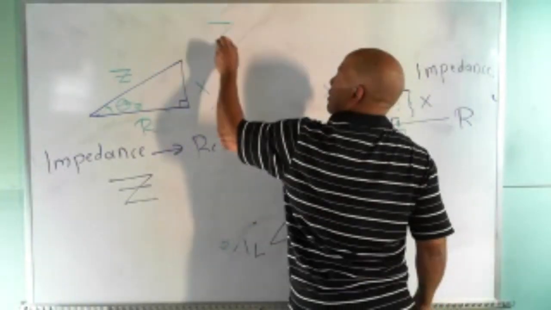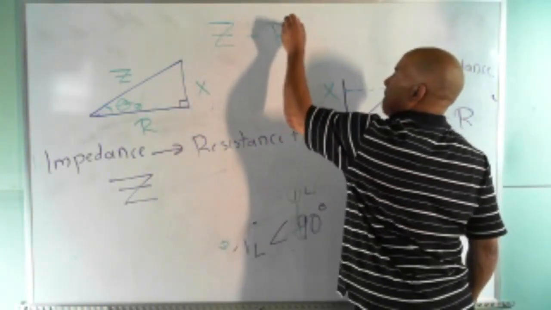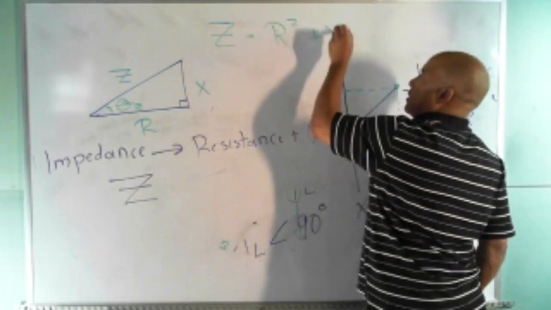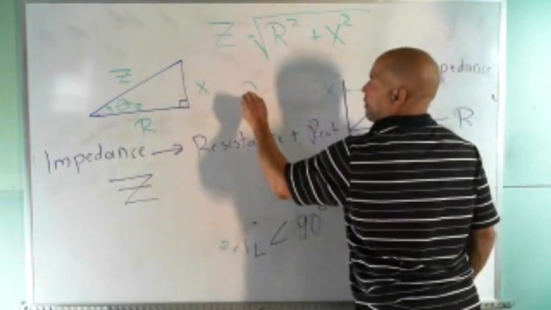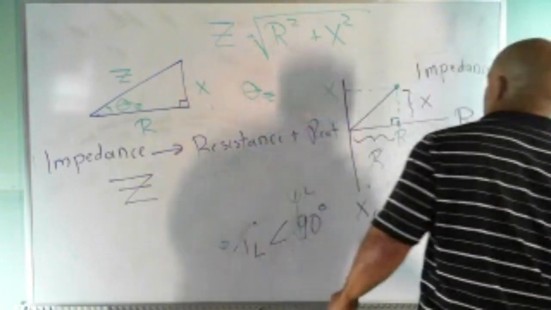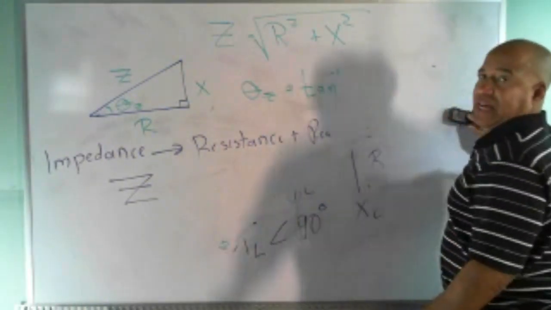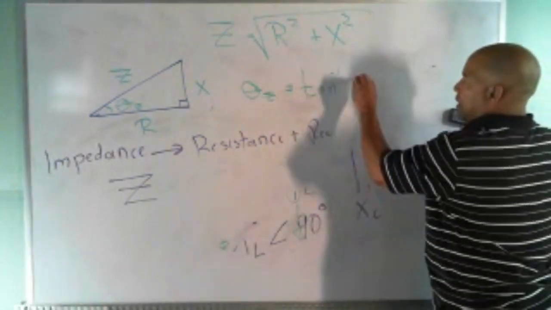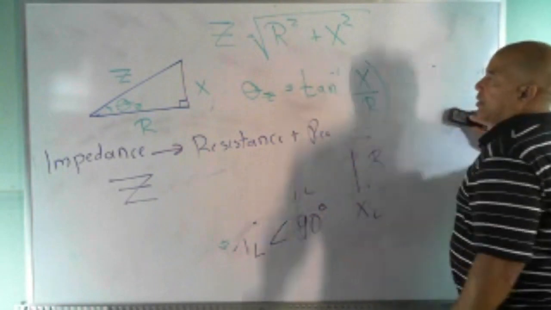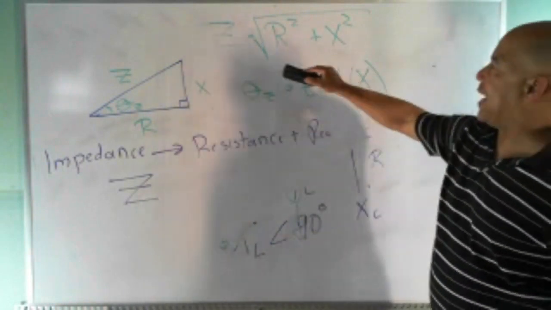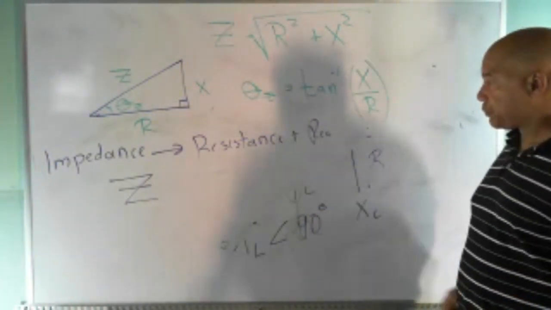So my impedance Z would equal, by the Pythagorean theorem, the square root of R squared plus X squared. And then the impedance angle, theta Z, would just be the inverse tangent. It's always the inverse tangent when you're trying to find an angle of the impedance, of the reactance over the resistance. So for my impedance diagram, I can get the magnitude of the impedance, I can get theta Z, and then I can go back and forth between rectangular and polar.